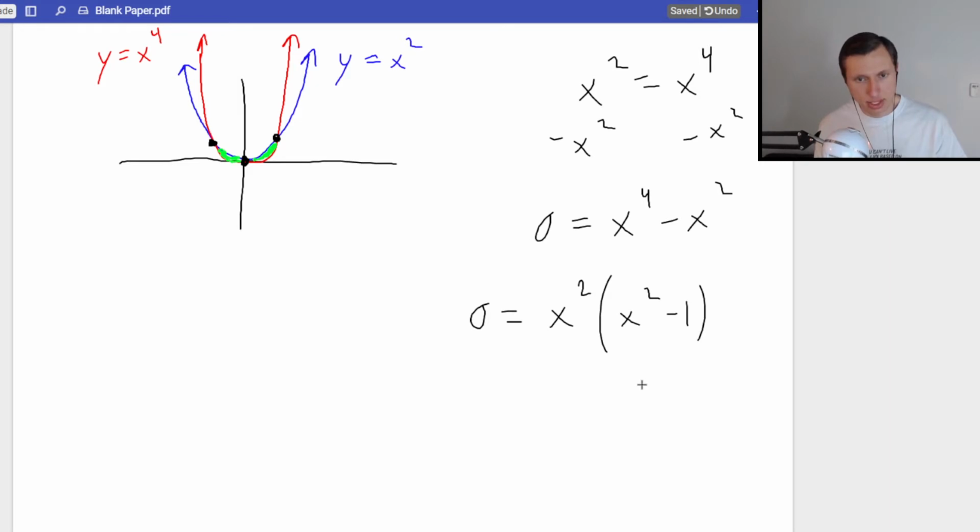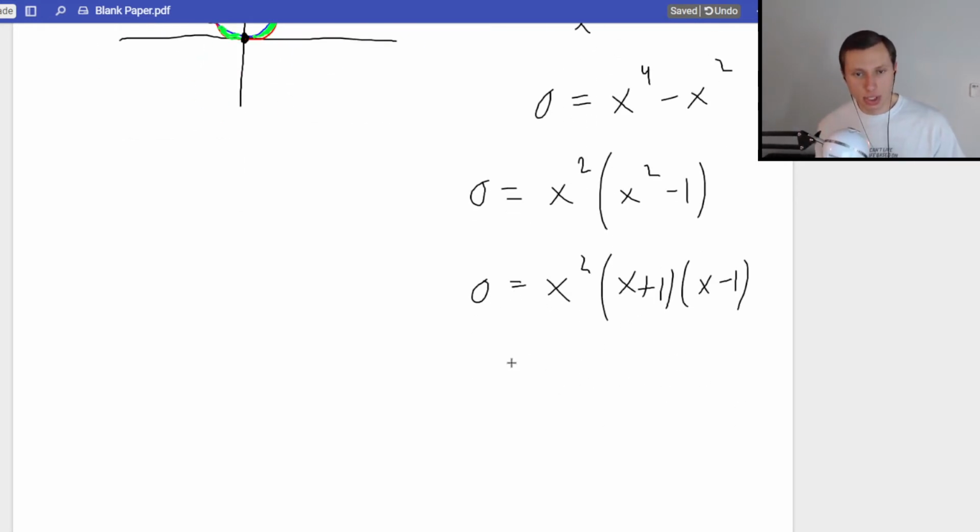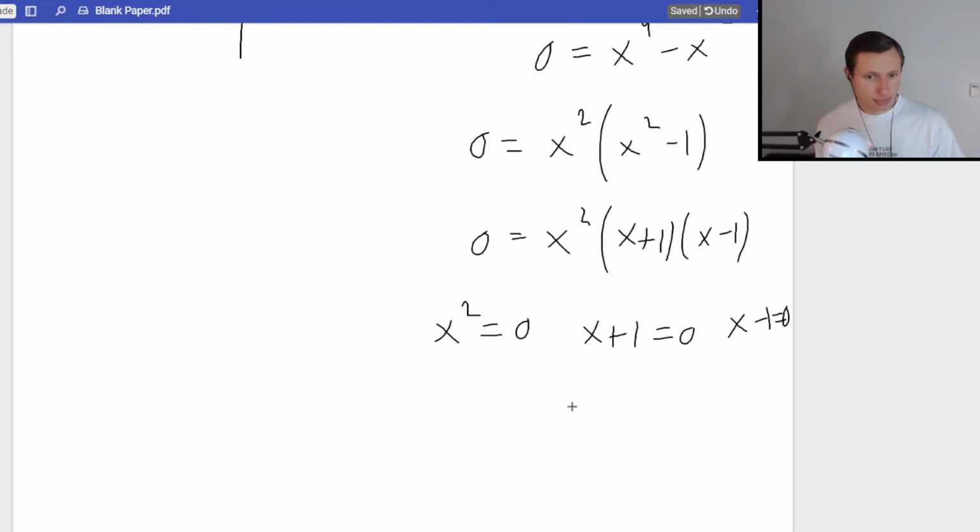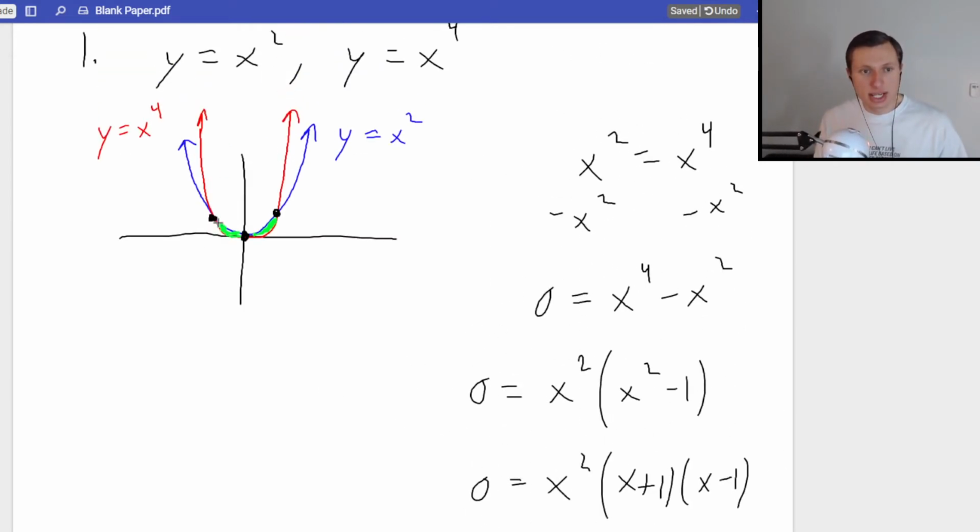Okay? Now, hopefully, you see what's going on here. I could even factor x squared minus 1. So I have 0 equals x squared times x plus 1 and x minus 1. Now I see my three solutions. I have x squared equals 0, x plus 1 equals 0, and x minus 1 equals 0. Which means I get the following three solutions: x equals 0, negative 1, and positive 1. These are the x points of my intersection points. So look at this. Negative 1 right here, 0 right there, and positive 1 right there. Those are my x points.